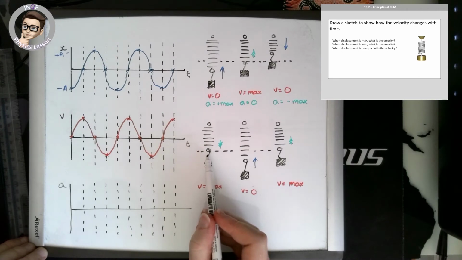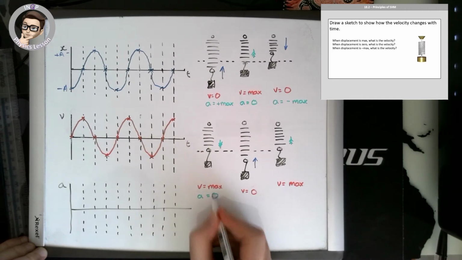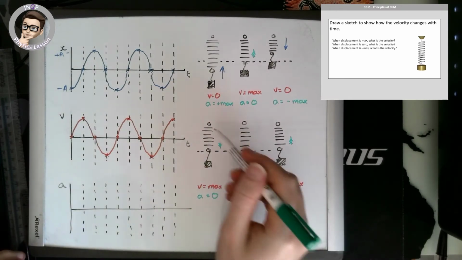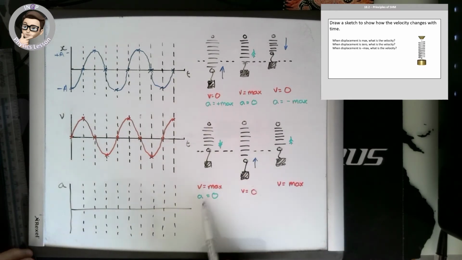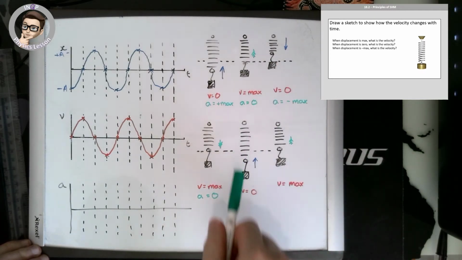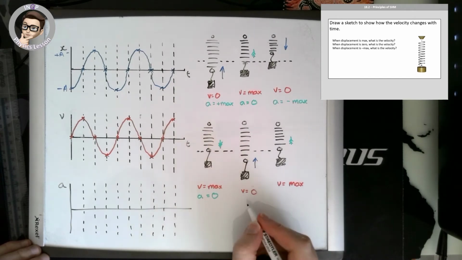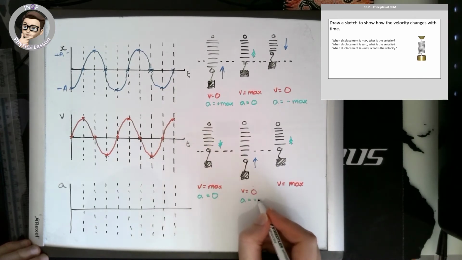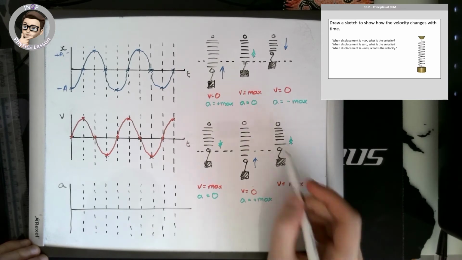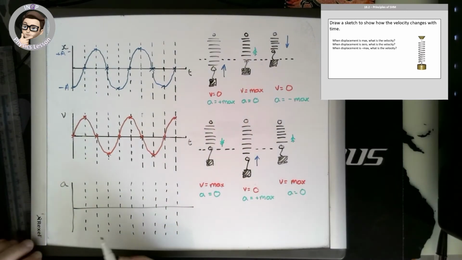Moving on to this one, we're back at the equilibrium point, so hopefully you've now realised that the acceleration will be 0 again. So we're not accelerating either way, we're at maximum speed, so we've got no acceleration. And when we reach our maximum negative displacement, then we're going to have an acceleration back in the positive direction. And finally, once we reach equilibrium, we'll be back to 0. So let's draw this on our curve.